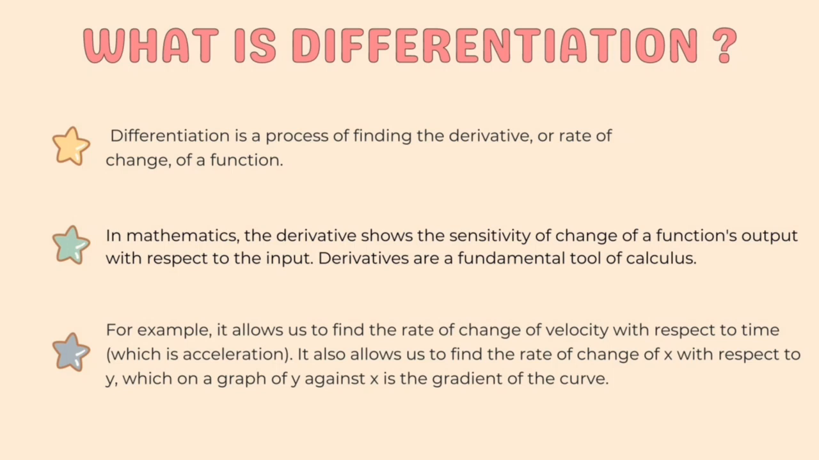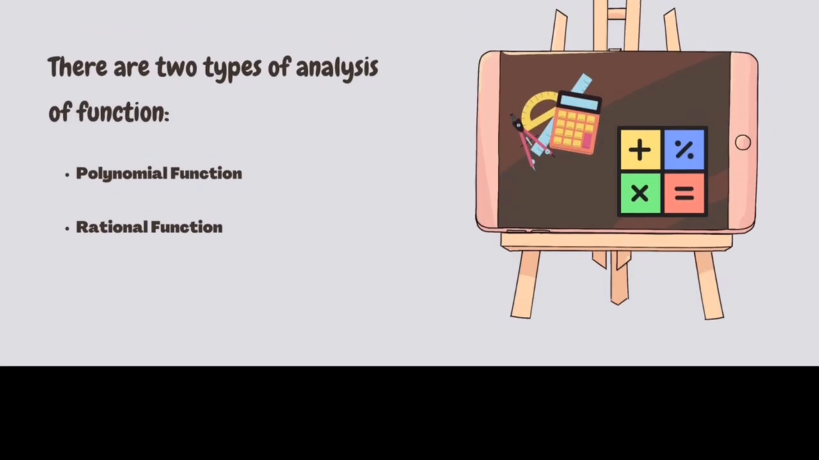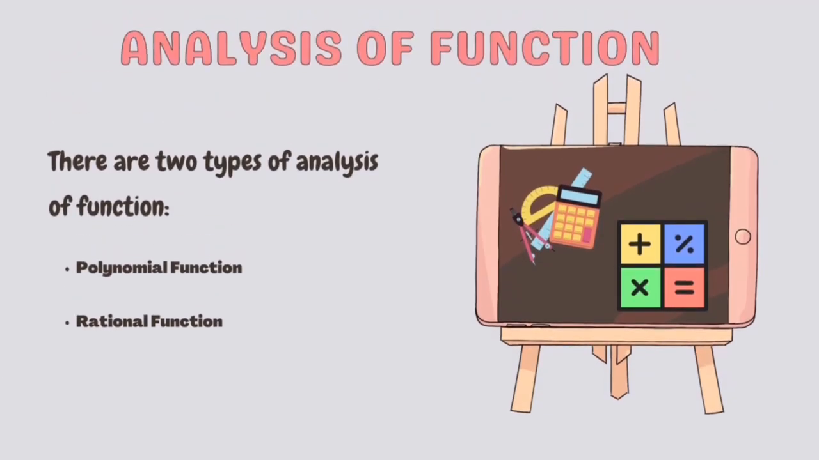For example, it allows us to find the rate of change of velocity with respect to time, which is acceleration. It also allows us to find the rate of change of x with respect to y, which on a graph of y against x is the gradient of the curve. Analysis of function. There are two types of analysis of function: polynomial function and rational function.